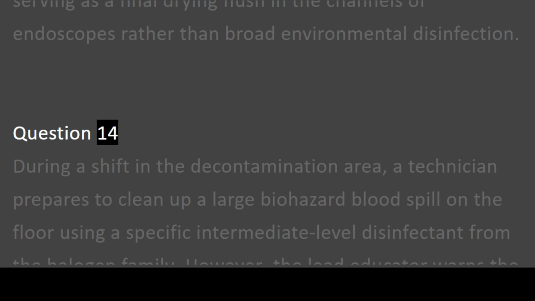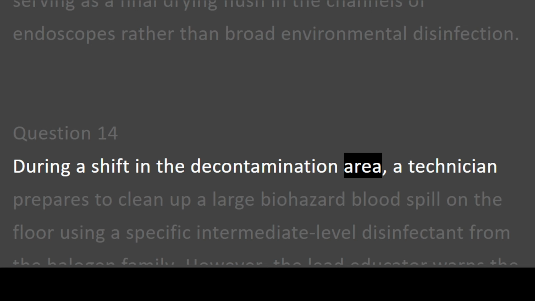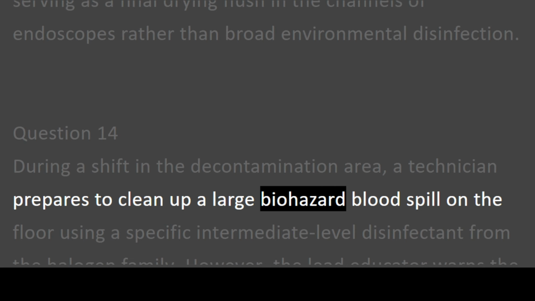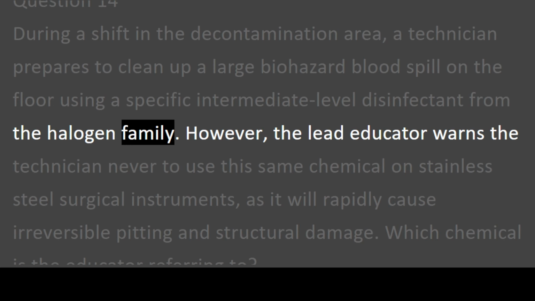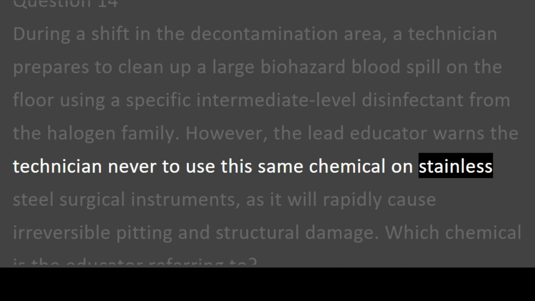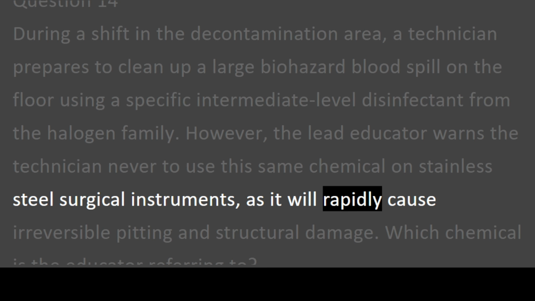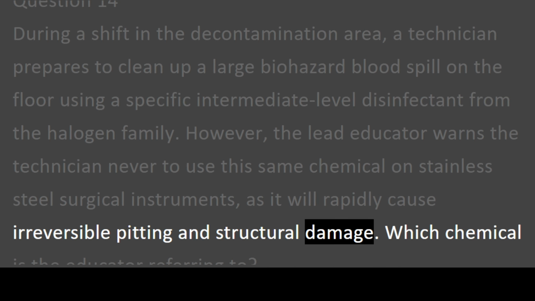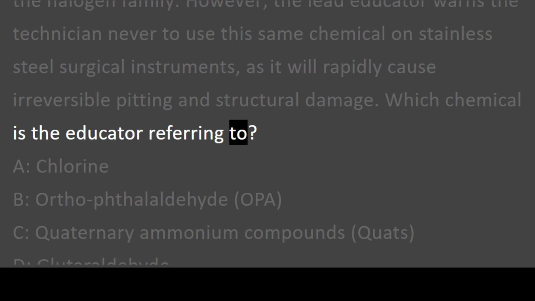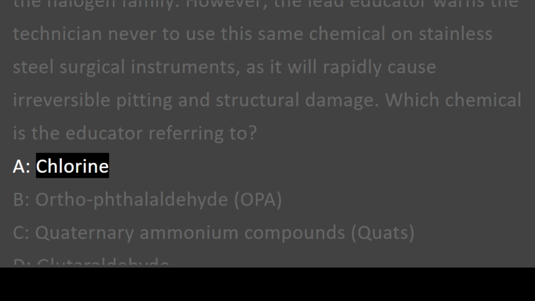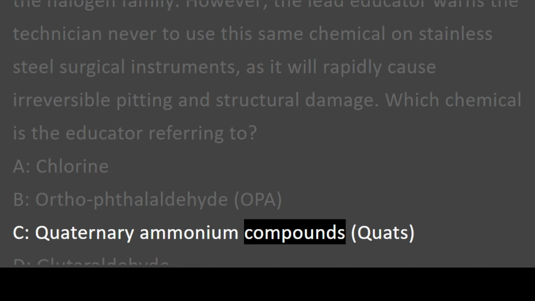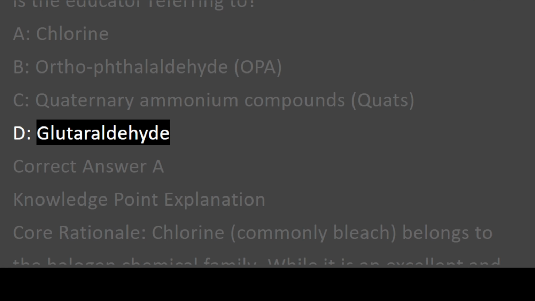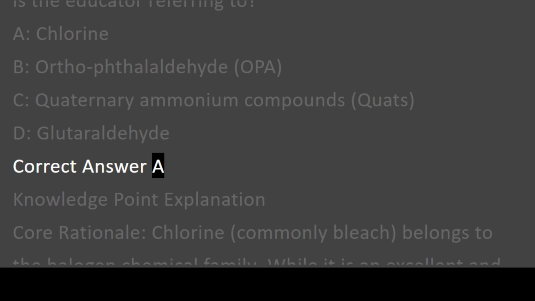Question 14. During a shift in the decontamination area, a technician prepares to clean up a large biohazard blood spill on the floor using a specific intermediate-level disinfectant from the halogen family. However, the lead educator warns the technician never to use this same chemical on stainless steel surgical instruments, as it will rapidly cause irreversible pitting and structural damage. Which chemical is the educator referring to? A. Chlorine. B. Orthophthalaldehyde, OPA. C. Quaternary ammonium compounds, QUATs. D. Glutaraldehyde. Correct answer A.